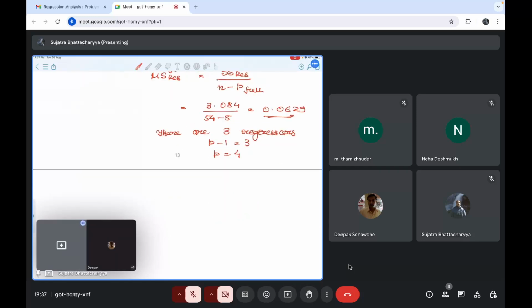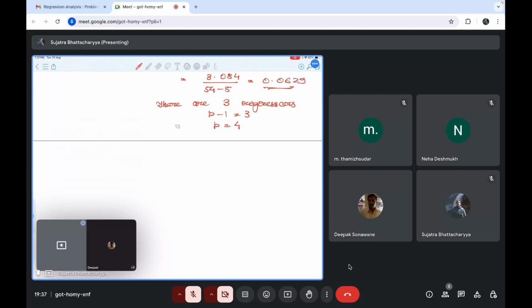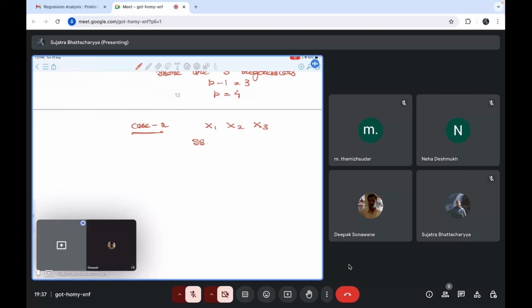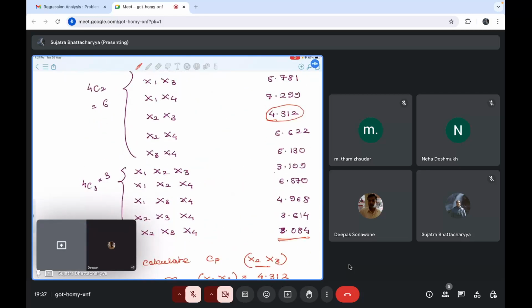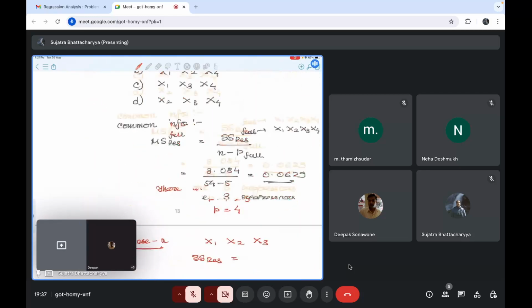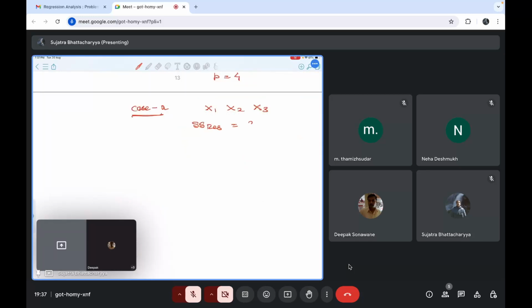Clear? This is done. Okay. Now let us go one by one. Case 1, so case A: X1, X2, X3. Right? So what is the SS residual for this? The SS residual for X1, X2, X3 is 3.109. Let us write 3.109. Okay. Now we have to calculate C, because Mallows statistic we have to do.